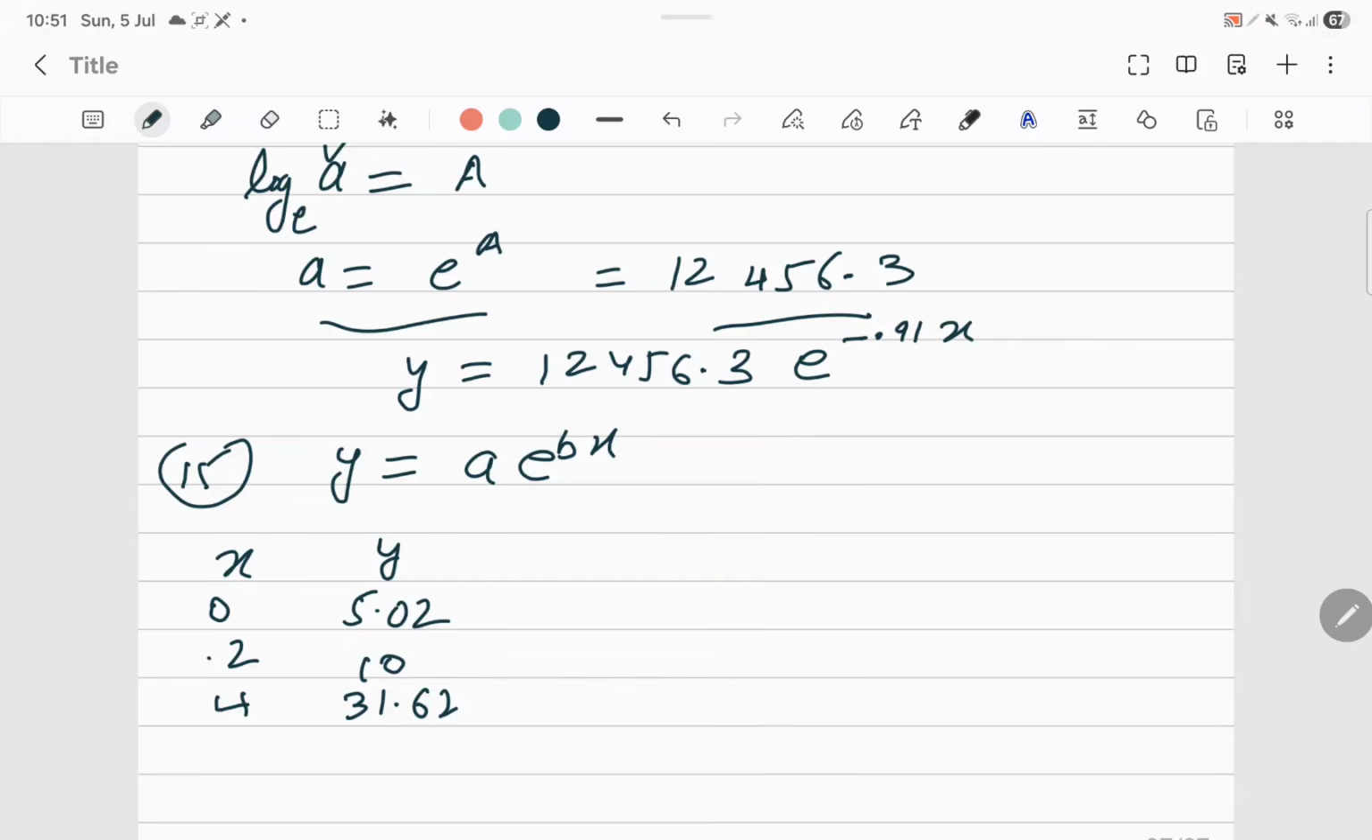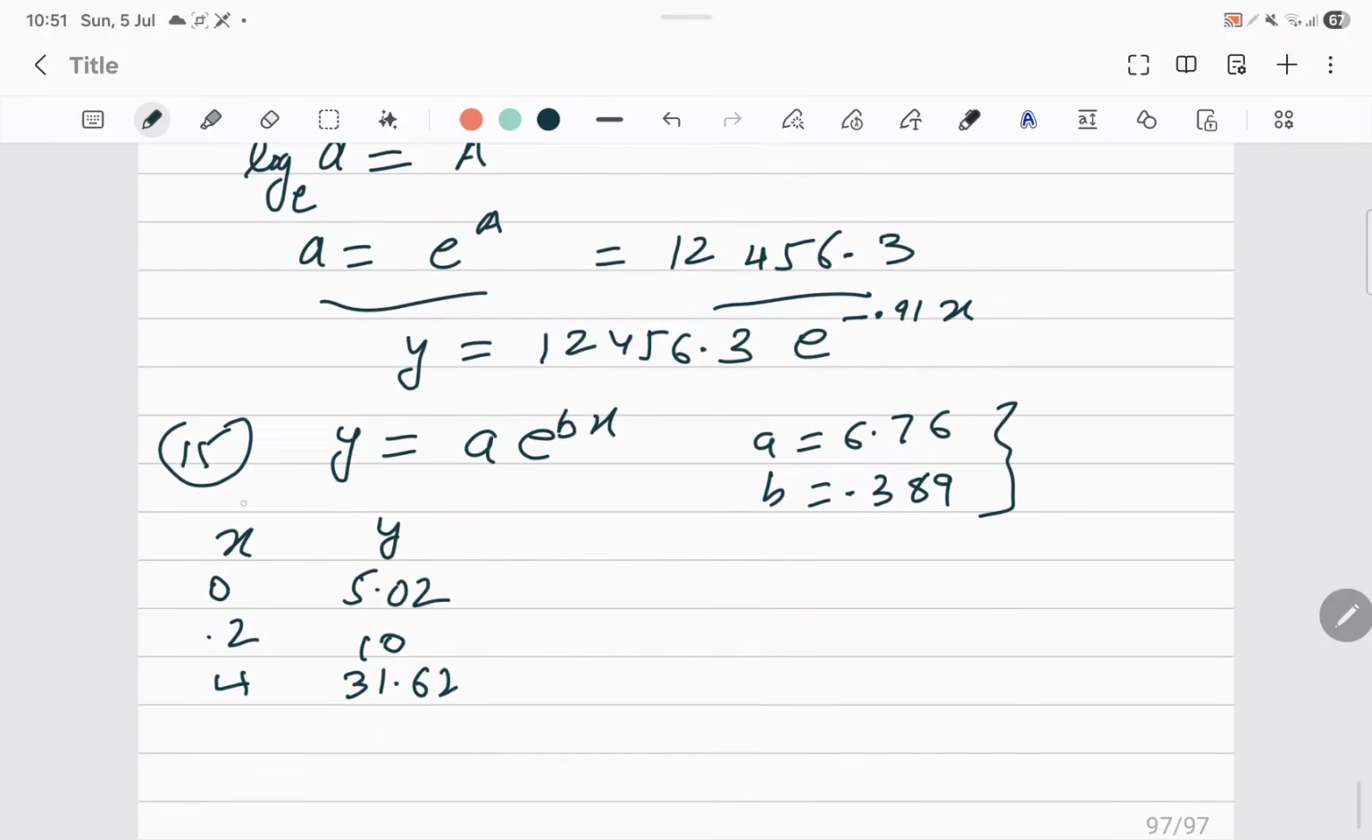Okay. Now see what you do. 0.2, okay, and then 4. Okay. Then go to y values. Y values are 5.02, okay, 10, okay, and 31.62, okay. Now in this, if I do execute, I go to regression results and I select the fourth curve. Then the value I am getting for A is 6.76 and B is equal to 0.389. This is the correct value because I have taken the given values of x and y.